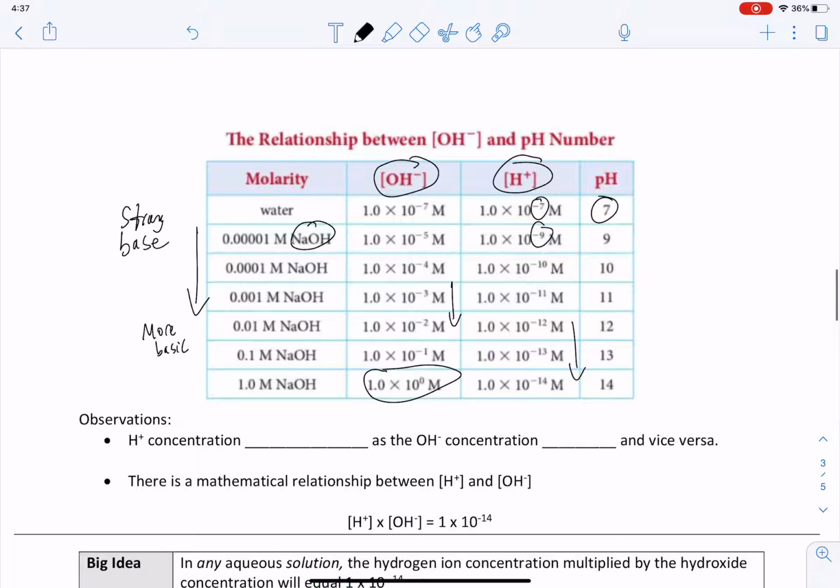All right, so a few observations from this. Hydrogen concentration decreases, right? We see it go down. These numbers are getting smaller as the hydroxide concentration is what? They're increasing.